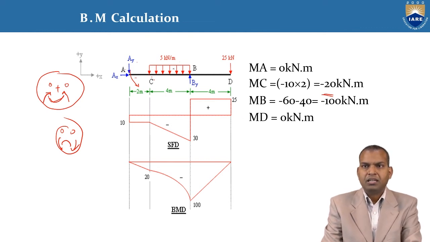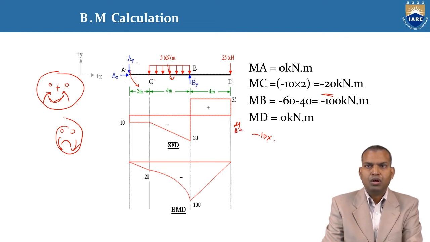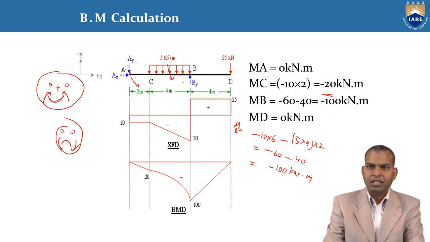At B, all are acting downwards, negative. The moment at B equals minus 10 into how many? 6 meters, minus 5 into 4 into 2. This is the value, that is minus 60 minus 40, that is minus 100 kilonewton meter. It is acting negatively, but there is a UDL, so it follows a second order curve, that is parabolic law.